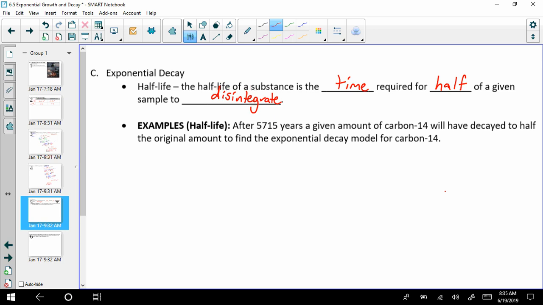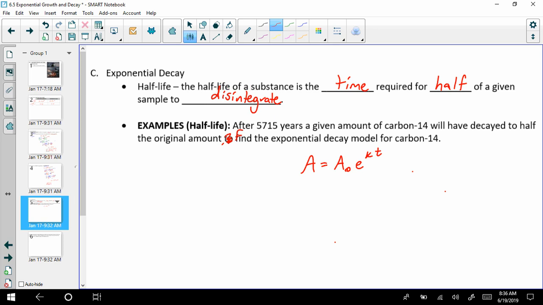So let's look at this example. After 5,715 years, a given amount of carbon-14 will have decayed to half the original amount. Kind of have a typo here. Let's just end it there and find the exponential decay model for carbon-14. So my end goal on this problem is to write the equation, just like what we did on part A on the previous slide. So I'm going to write down my formula here.